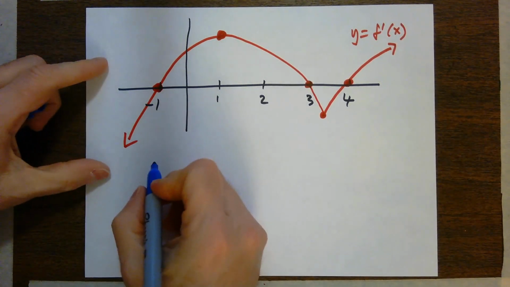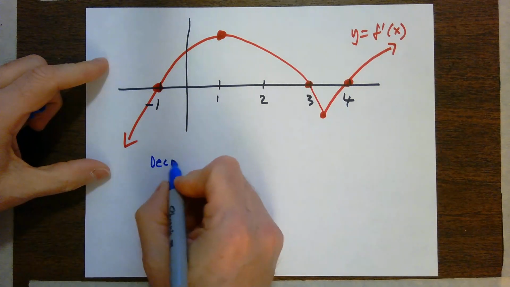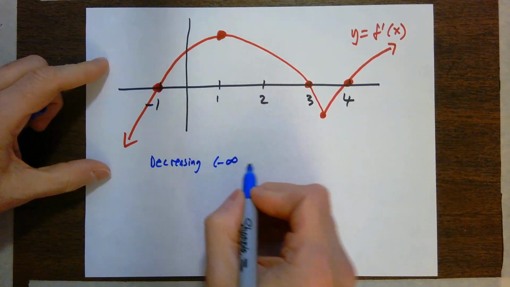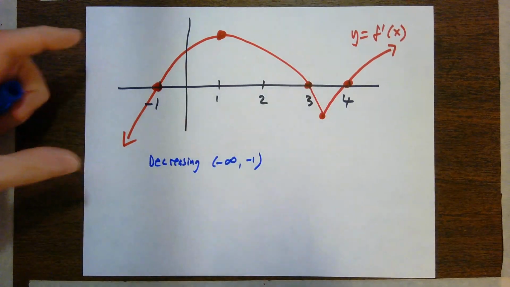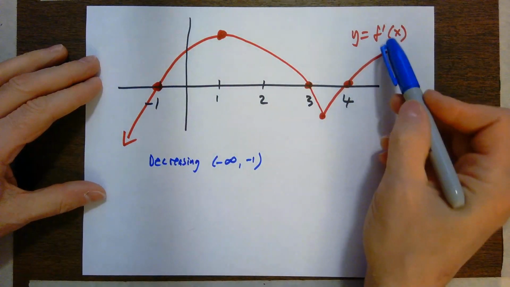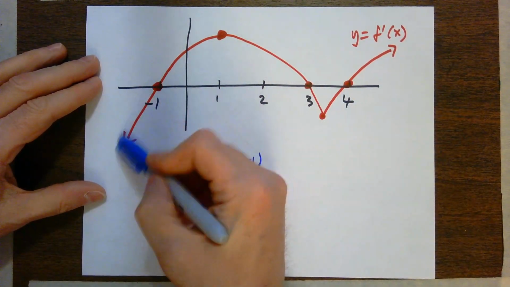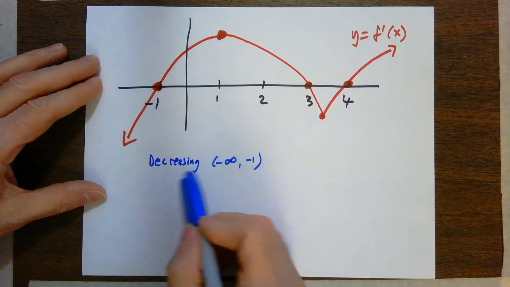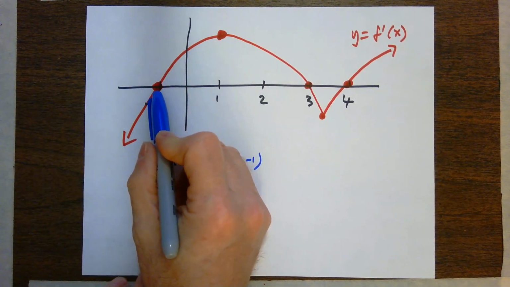Well, let's see. The first thing I should be able to tell is that the original function is decreasing from -infinity to -1. How do I know that? Because the tangent lines, remember this is the derivative, the tangent's negative here. The tangent lines are negative. They're less than 0. So the original function has to be decreasing.